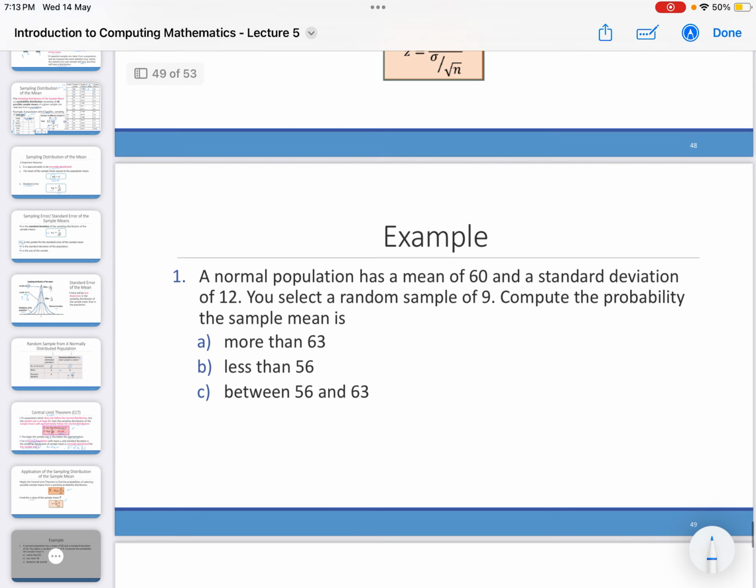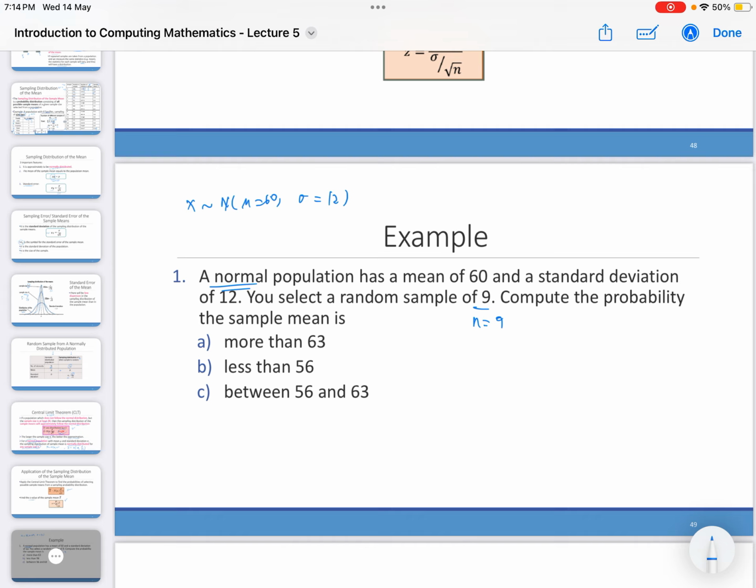Okay, let's look at an example. So a normal population has a mean of 60 and standard deviation of 12. So we have x normally distributed with mean equal to 60 and standard deviation equal to 12. And then you select a random sample of 9. So n equals 9. So compute the probability of the sample mean, this A, B, C.